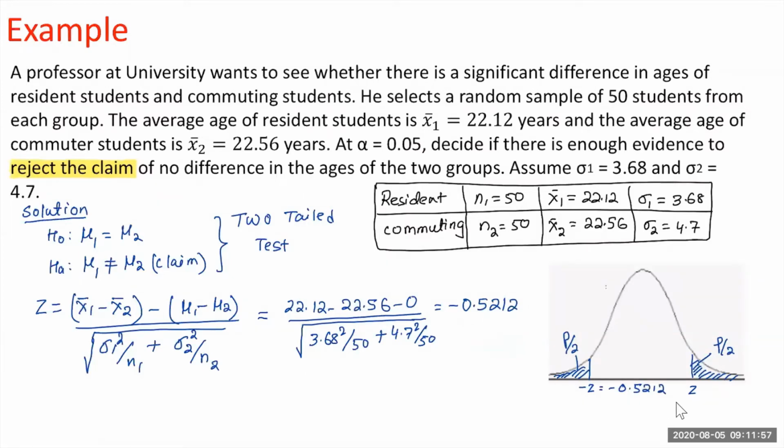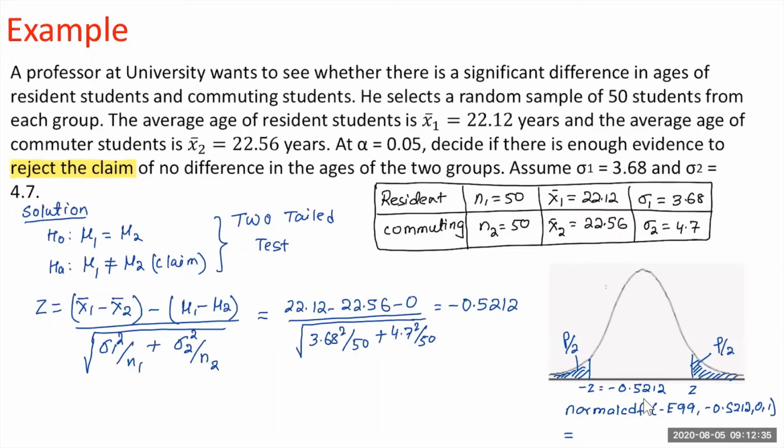Negative 0.5212. Now, if you want to find this area, you can use normal CDF. And when you double this, you'll get your p-value. So in your calculator, you use normal CDF. If I want to go to the left end, this is negative infinity, so negative E99. The upper value is the z-score, which is negative 0.5212. Mean is 0, standard deviation is 1.